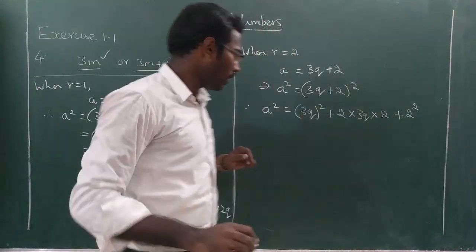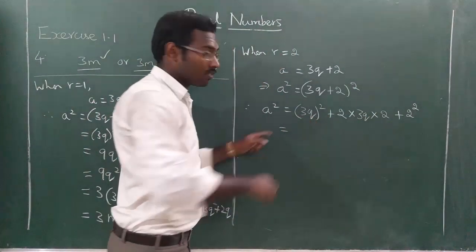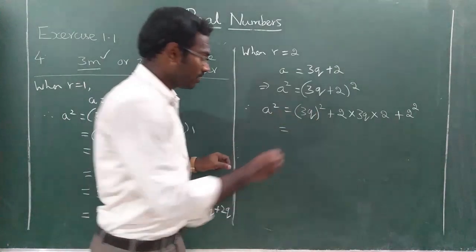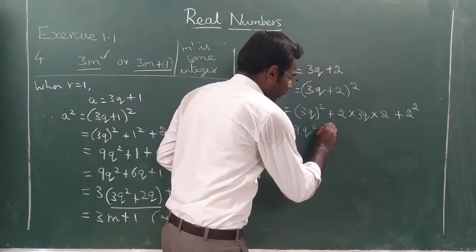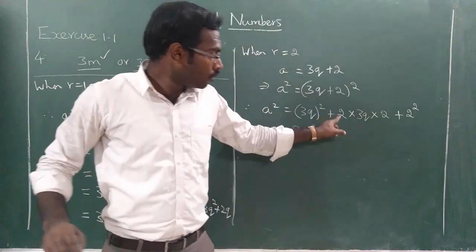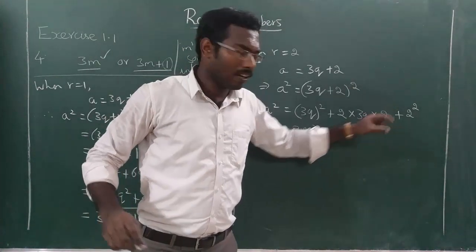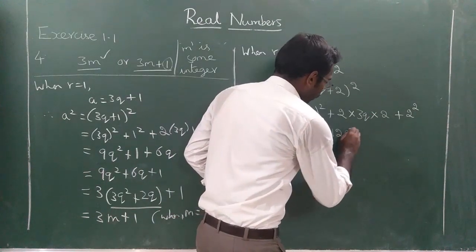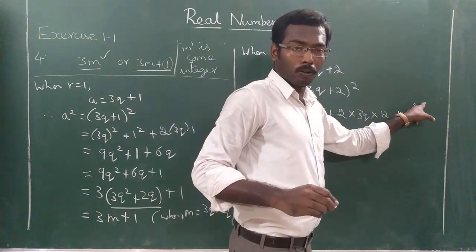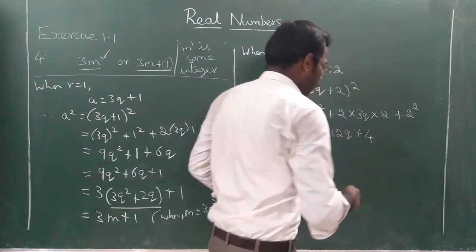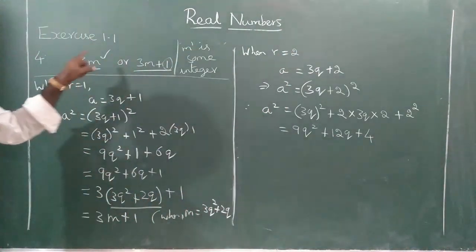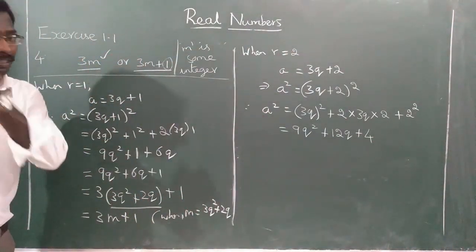Now, that is equal to (3q) square, what is (3q) square? (3q) square is 9q square plus, here you see 2 into 3. 2 3s are 6. 6 into 2, 12. 12q plus 2 power 2. 2 2s are 4. Okay. So now listen, it should be of the form 3m or 3m plus 1.